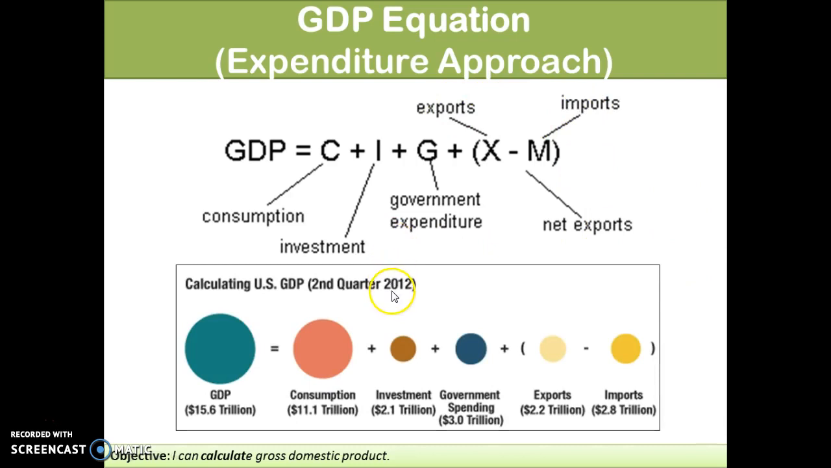Here's some data from 2012. The U.S. GDP is $15.6 trillion. 2/3 of that is consumption. Investment and government spending are about the same. And then exports minus imports, in this case, is going to be negative. 2.2 minus 2.8 is negative 0.6. So we add negative 0.6 plus 3 plus 2.1 plus 11.1. We're going to get 15.6 for GDP.